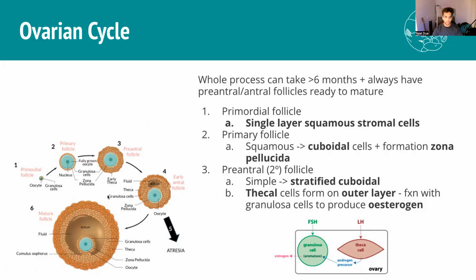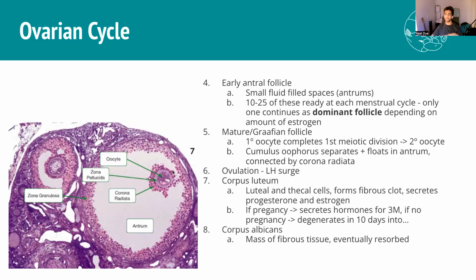Okay, moving on from the early pre-antral follicle. That's before the antrum. Now we have the early antral follicle, and it's in the name. You have the formation of antrums, which are small fluid-filled spaces forming in the follicle. At this stage you have about 10, 20, 25 of these ready at each menstrual cycle, but only one of them continues through this whole stage of maturation as the dominant follicle. That depends on the amount of estrogen it's producing.